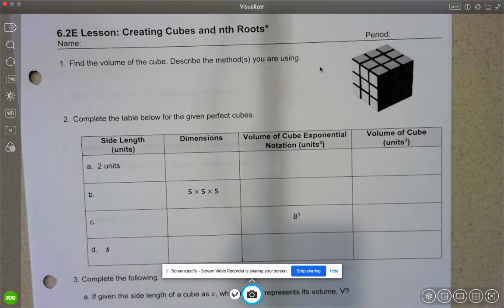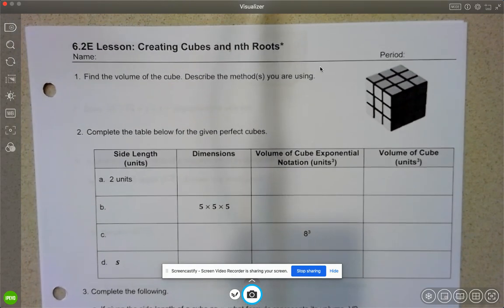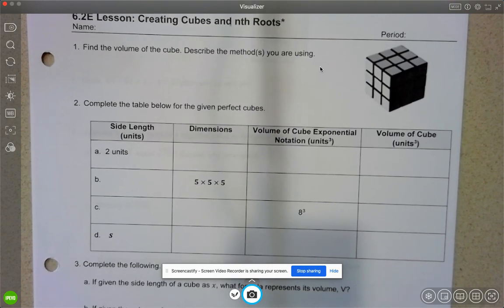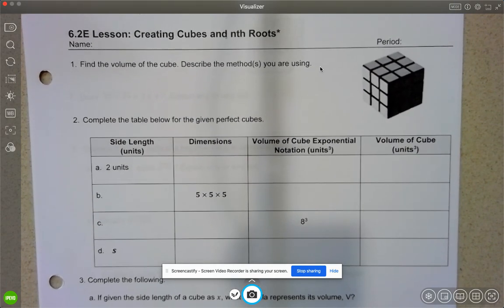We're going to work on creating cubes and nth roots, and it's kind of a long lesson. So I'll do all the examples, even though in class we'd probably skip some of the examples, or I'd have you try some on your own. So we're going to work on creating cubes and nth roots.